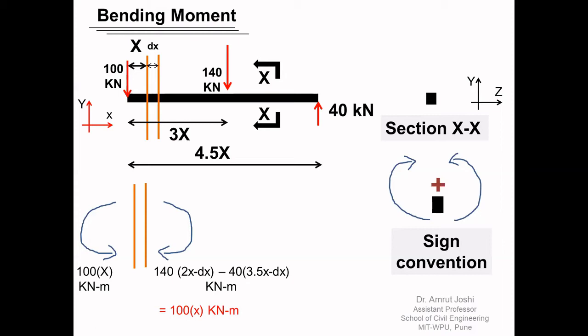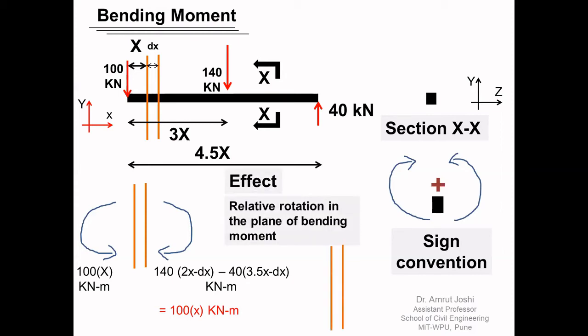Now, once we know the sign convention of bending moment for horizontal members, let us try and understand what will be the effect of this bending moment. The effect of bending moment is going to be relative rotation. These two cross sections under the action of this pair of moments are going to rotate relative to each other, and that rotation is going to be in the plane of bending moment.